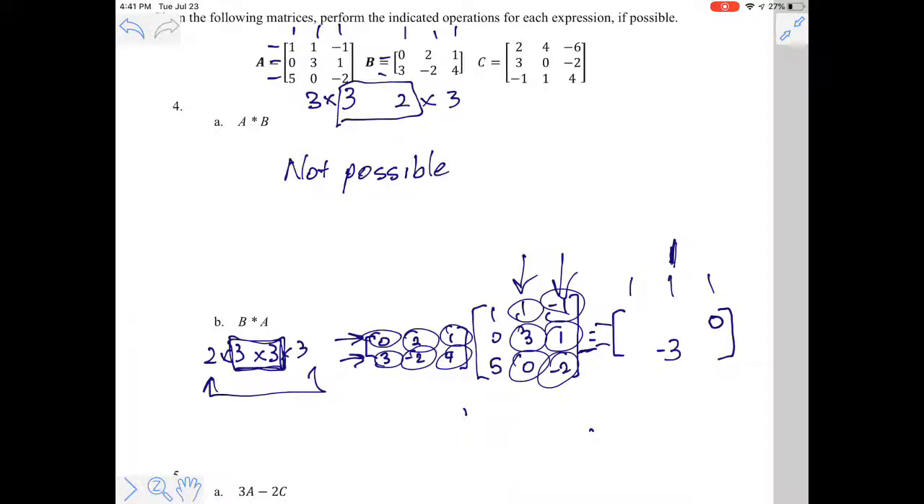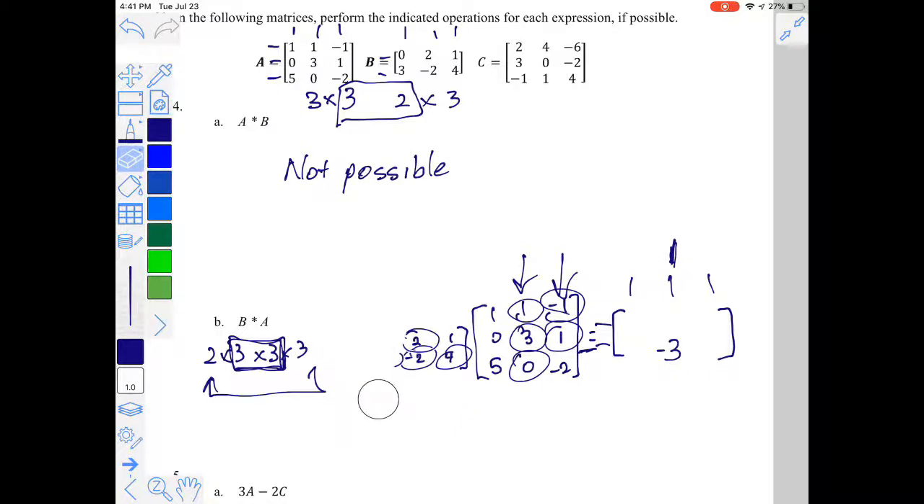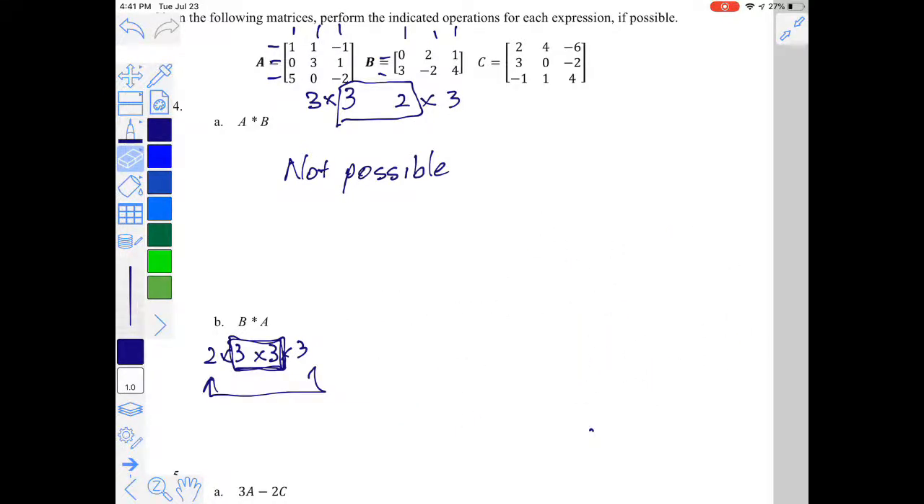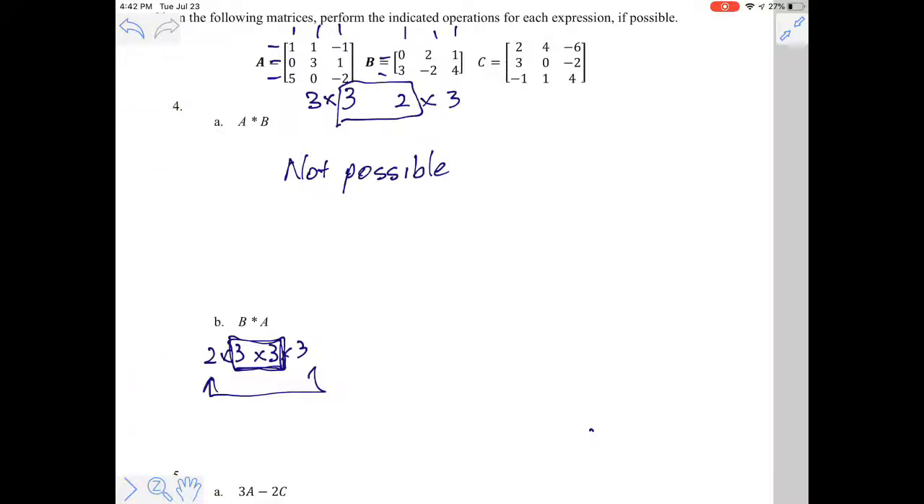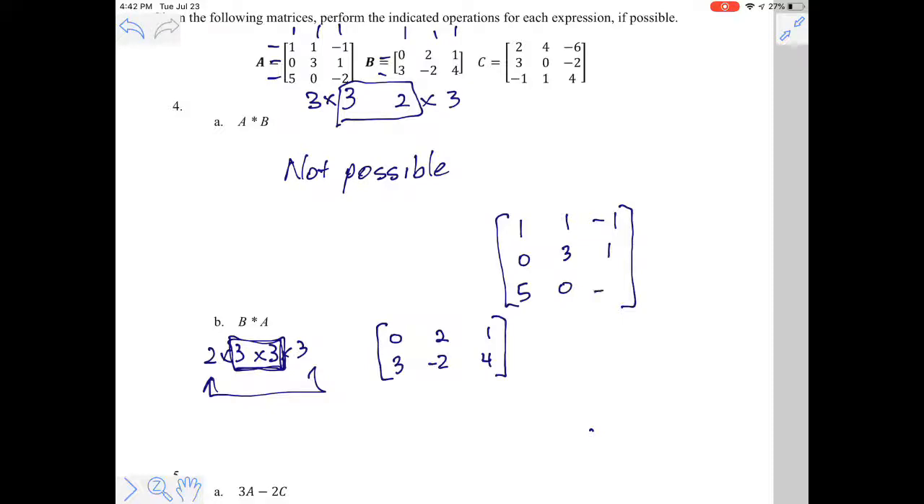The other way to set this up, and I usually do it this way, is you stagger the matrices. So the first one you would write just normal: 0, 2, 1, 3, negative 2. But then the second matrix, rather than writing it right next to it, you would put up here in the top right corner. This can help you keep better track of where you are. And then your solution is going to go right here in that empty space.